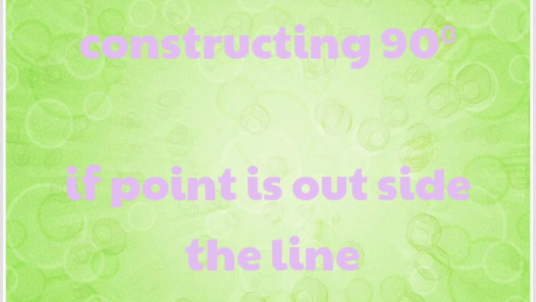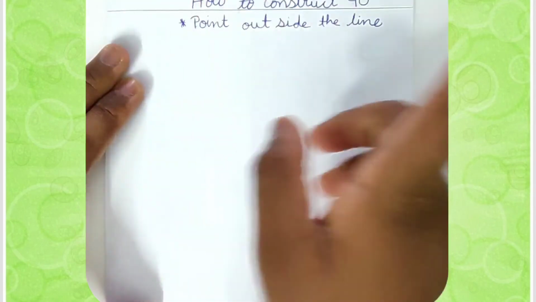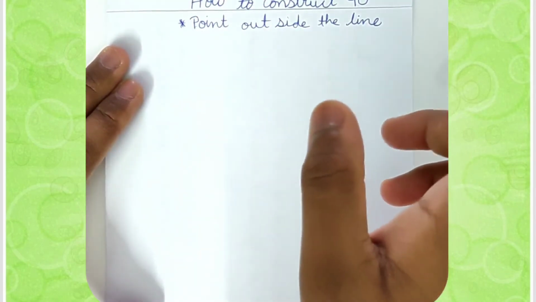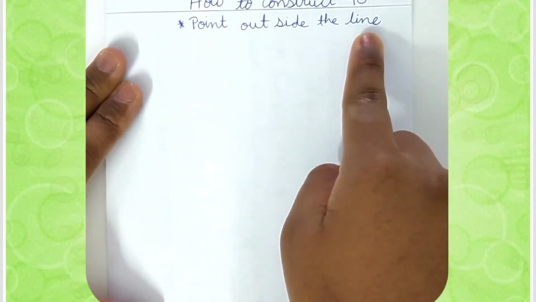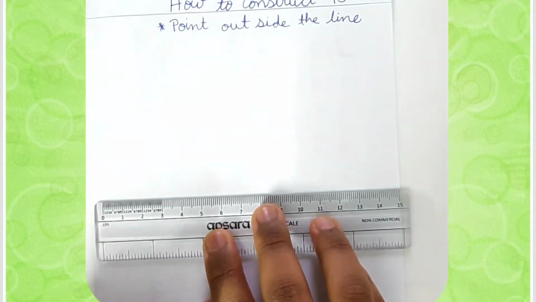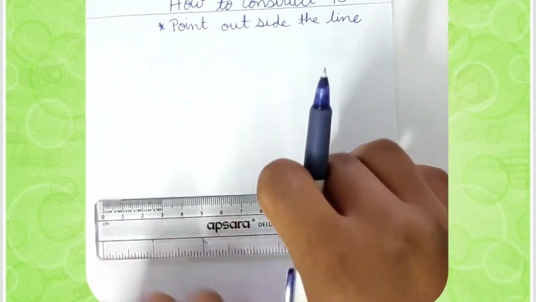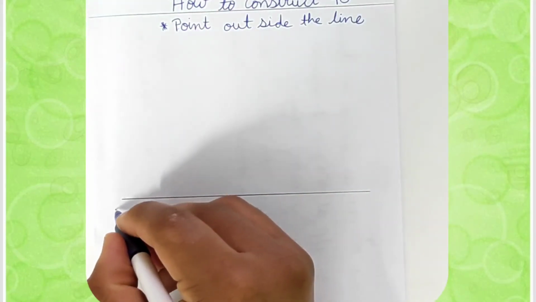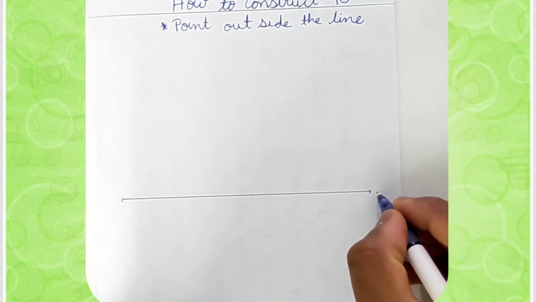Constructing 90 degree if point is outside the line. What to do if they give point outside the line? So if point is outside the line, how to construct? See the video. First, draw a line, segment or ray. You should take bigger one. Let us name the line as L.